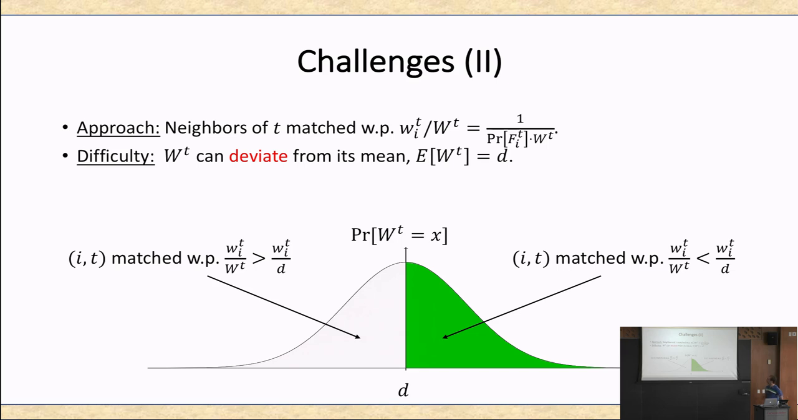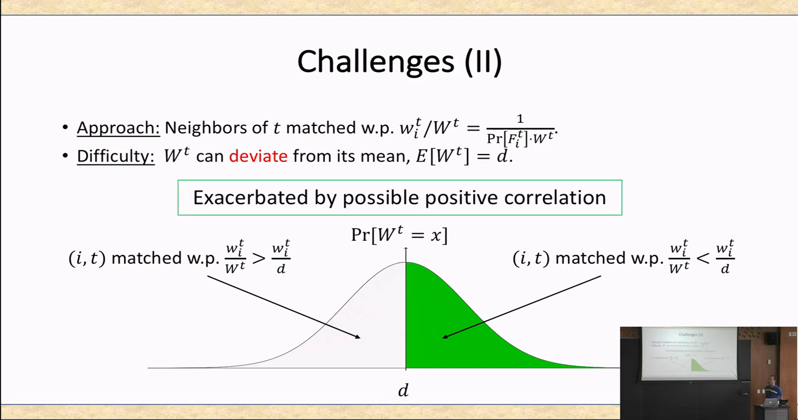I'm not going to talk about this too much, but this gets even worse if you take into account possible positive correlation between vertices. If the fact that one vertex is free means that the others are likely to be free, then I'm very likely to be in this range, where the sum of weights is too high.